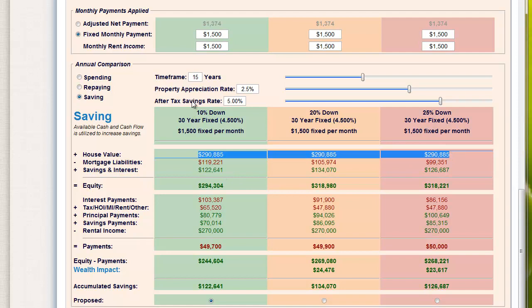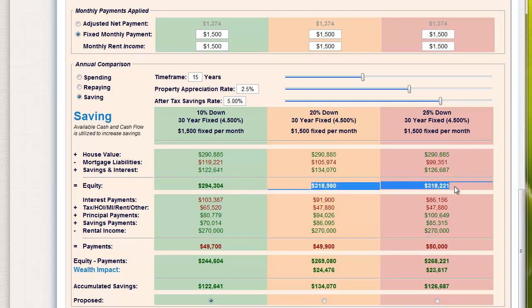In this scenario, after 15 years, you'll owe $119 versus $105 versus $99. This is how much you'd have in savings and interest because he's interested in saving. So this is showing all the extra cash and cash flow going into a savings account, earning a 5% return. 122, 134, 126. So I can see my equity difference. And I can see the equity at the end of 15 years is higher on the 20 and the 25%.